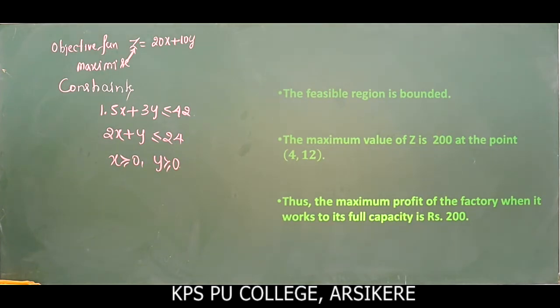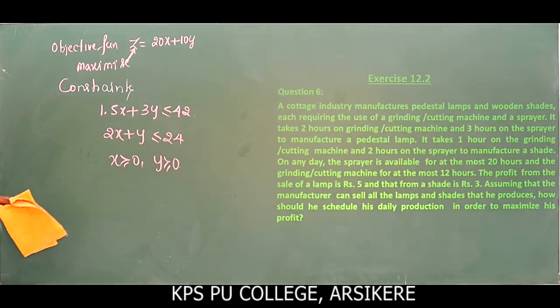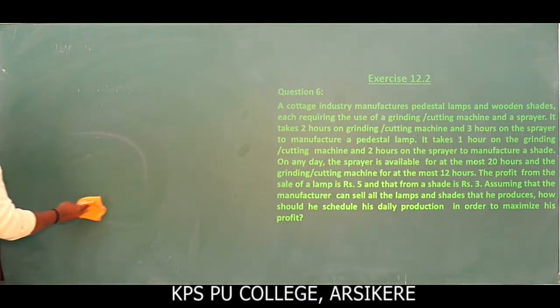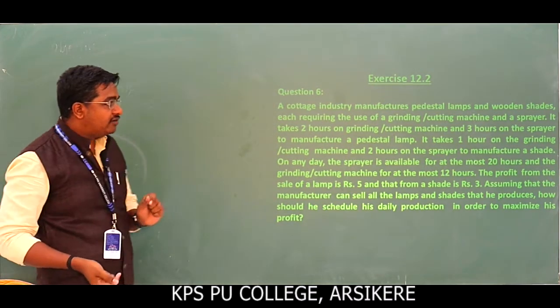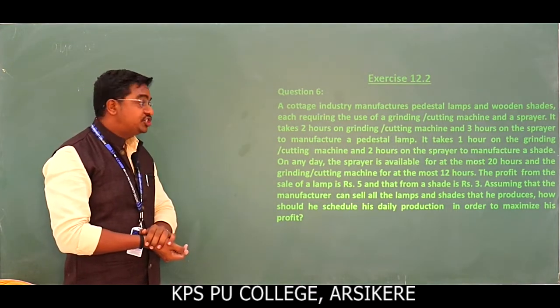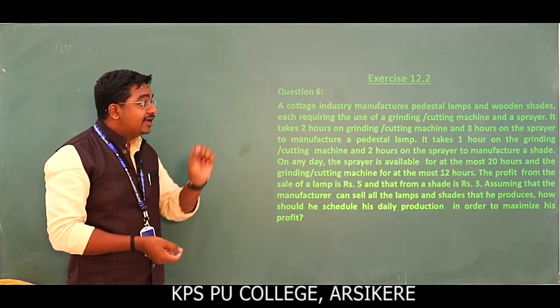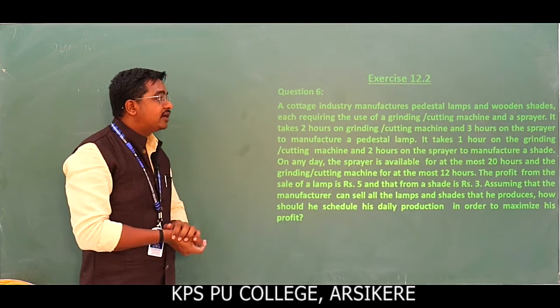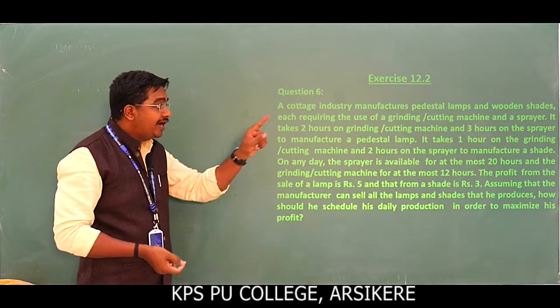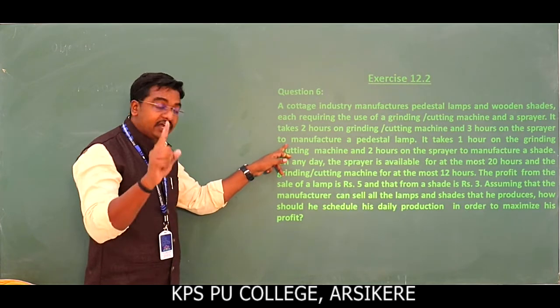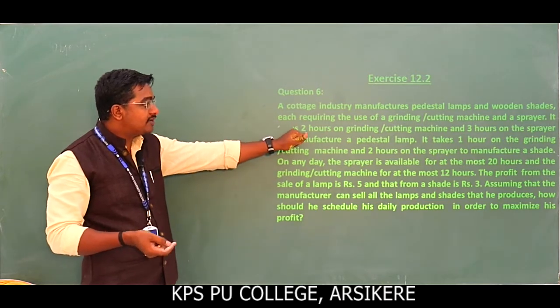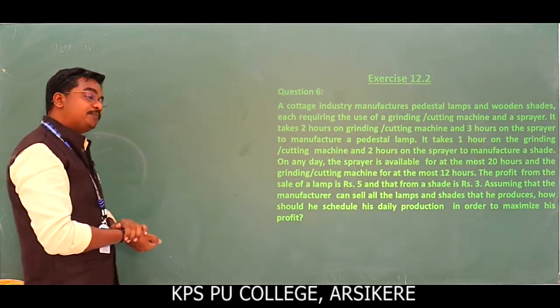Next problem, next slide. Okay, here is problem number 6, or question number 6, from exercise 12.2. A cottage industry manufactures pedestal lamps and wooden sheds, each requiring the use of a grinding or cutting machine and a sprayer. It takes 2 hours on the grinding or cutting machine and 3 hours on the sprayer to manufacture a pedestal lamp.